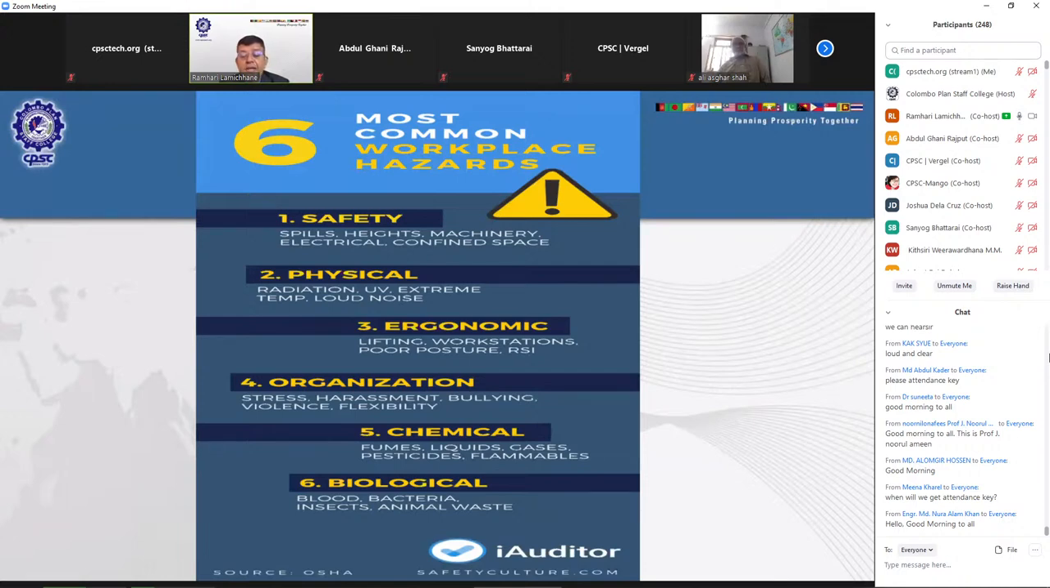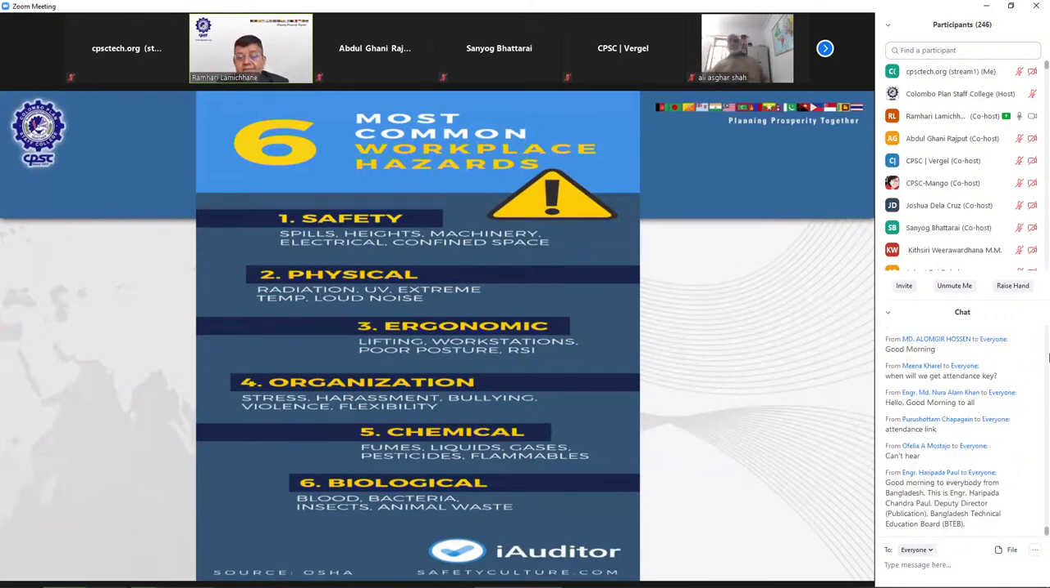The fifth one is related to chemicals, okay? Like chemical fumes, liquids, gases, pesticides, and flammables. So these are the chemicals and liquid products. We have to be careful, and we should know how to handle them. That's why for each and every chemical-related product, we have to fix instructions on how to handle it. For example, a fire extinguisher. We have to give clear instructions on how to use that. Similarly for gas and chemicals like pesticides. This is very important.